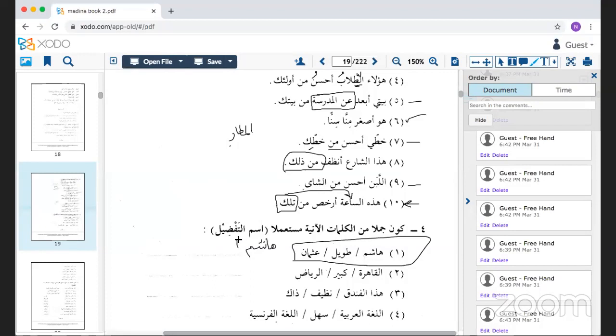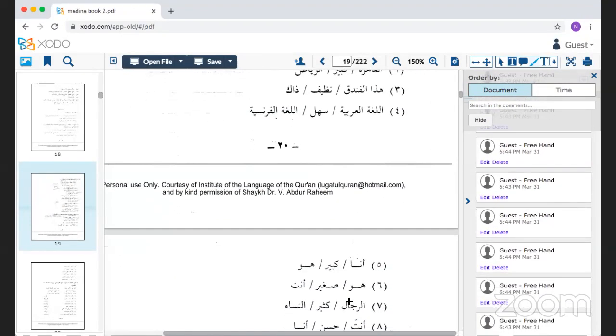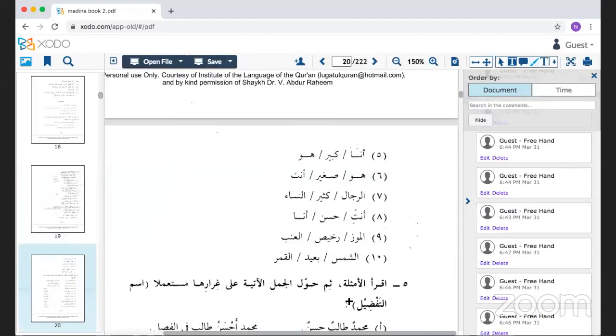So the answer to this one will be Hashimun atwalu min Uthman. لا. No, أحسنت. أحسنتم جميعا ما شاء الله بارك الله فيكم. So then that's what you need to do to all of these examples in exercise 4. Okay?